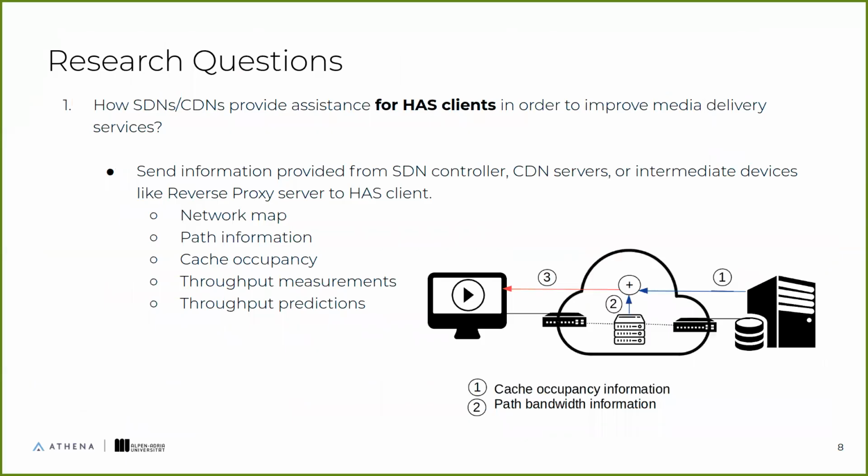As a first research question, we want to investigate how SDN and CDN provide assistance for HAS clients in order to improve the media delivery service. As you can see in the figure, we can send some information like network map, path information, cache occupancy, throughput measurement, and throughput prediction to the client, and with this information the client can decide on the next segment more precisely.